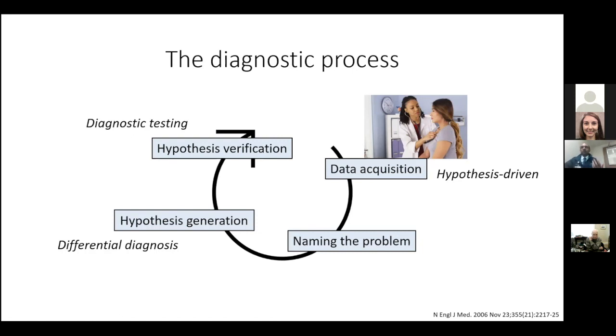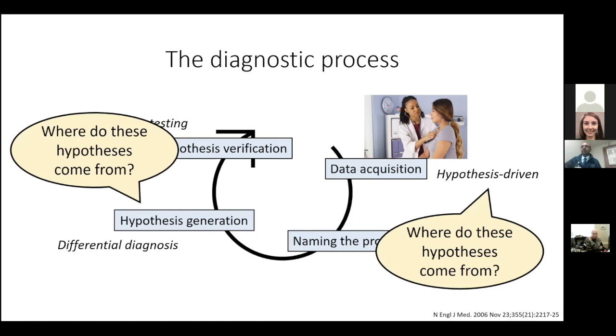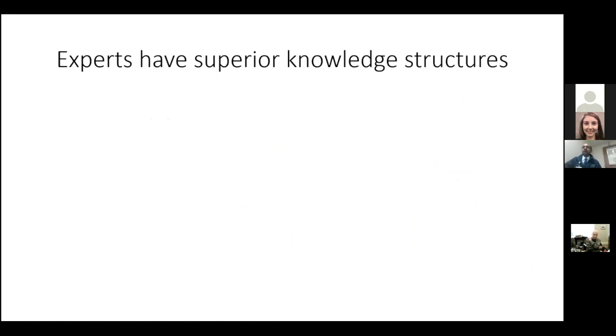And the straightforward answer to this is knowledge, right? So where do these hypotheses come from that we're using to gather data and interpret it? But I think what we have learned over the last couple of decades is it's not only the volume of knowledge that you possess, but it is the structure of your knowledge, the organization of it, and how efficiently you're able to access it. And to flesh this out for you, I'm going to talk about a couple of theoretical underpinnings of expert knowledge structures.